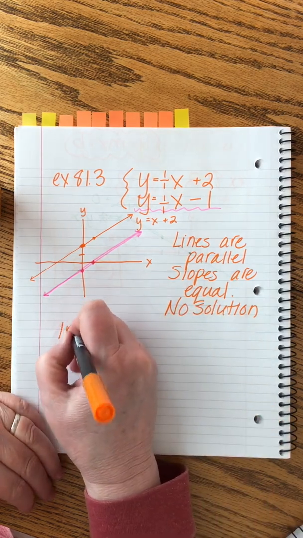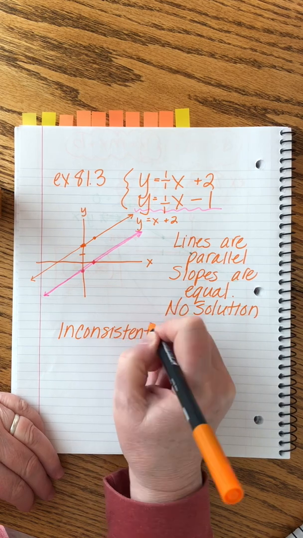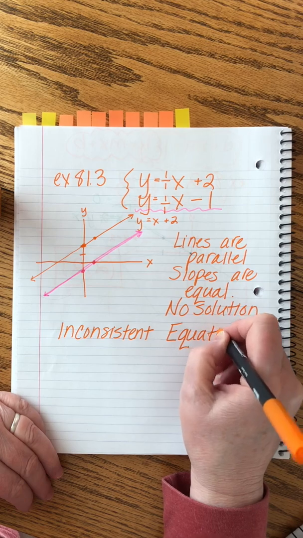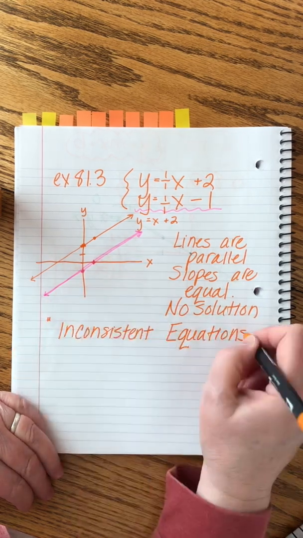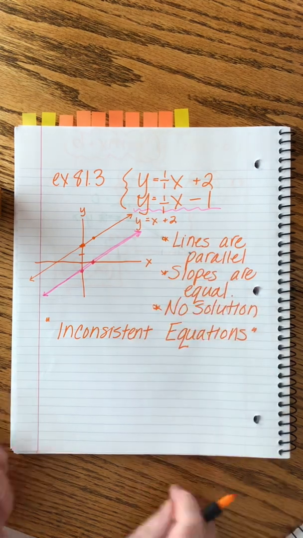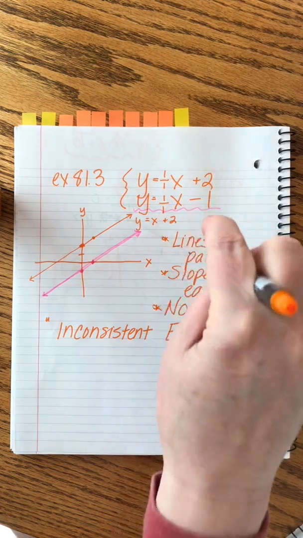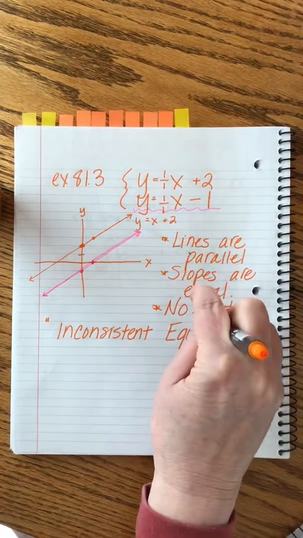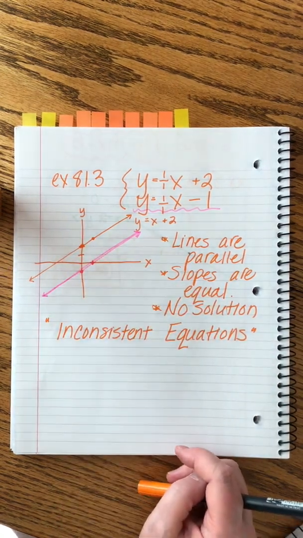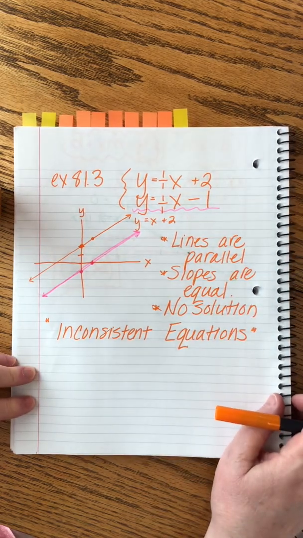And we have a fancy name for this. These are called inconsistent equations. Okay, that's the fancy name. These are the properties of inconsistent equations. They represent parallel lines, their slopes are equal, and therefore there is no solution to this, meaning there's no place where the lines are ever going to cross. Now let's try another weirdo.